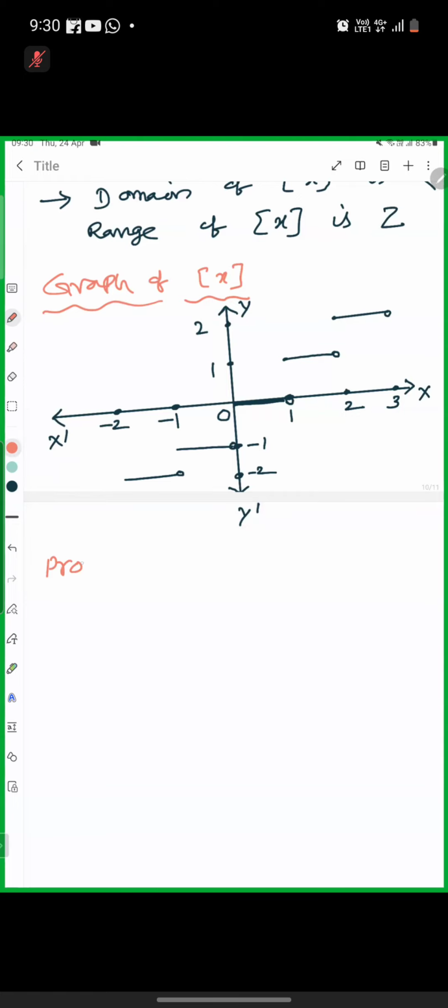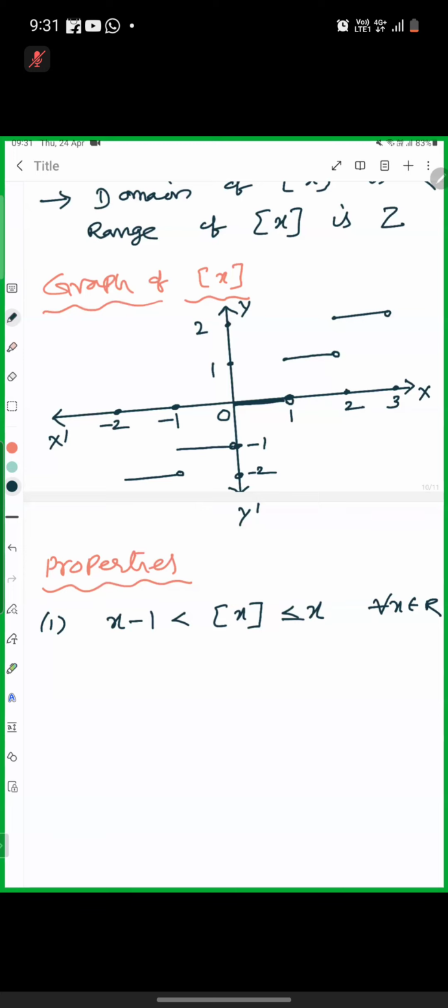Now coming to the properties. Listen carefully. The first one: the integral part of x is always more than x minus 1 and less than or equal to x. The definition itself says that it is the greatest integer less than or equal to x. That's why this value is always less than x and more than x minus 1. Suppose you take x as 3.4, the integral part of x is 3. That's why it is less than 3.4 and more than 2.4.